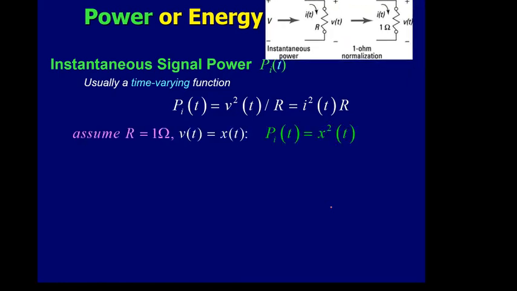Now, when we're talking about signals and the power in signals, or the energy in signals, we usually use the normalization of assuming that that signal is driving a 1 ohm load.